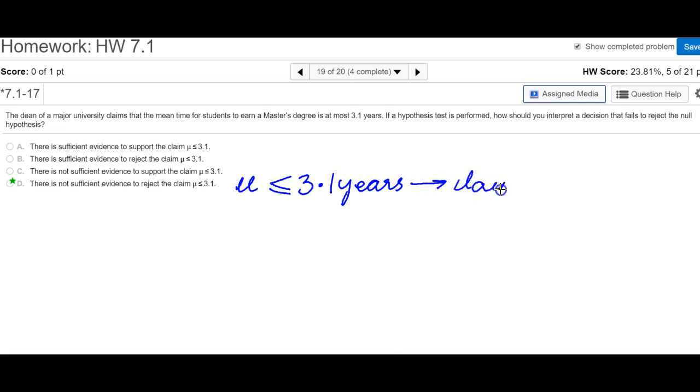As soon as you know what your claim is, you know you have to write whether it's H naught or HA. So in this case, this is my H naught. Why? Because I see an equality sign. I'm going to go ahead and write my HA. Okay, I think I'm on the wrong tool, that's why. Oh, freehand. My HA is mu greater than 3.1 years.